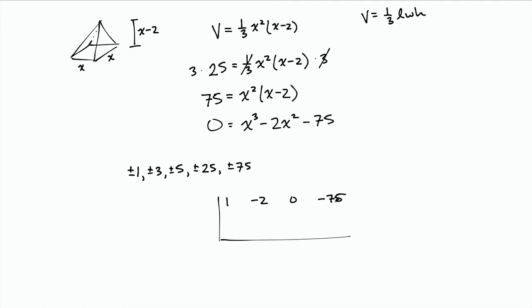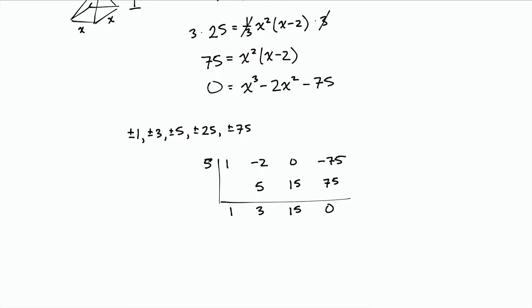At this point we have enough practice plugging things in and checking, so I'm going to jump straight to something that I happen to know will work. We bring the 1 down, multiply by 5, add, we get 3. 3 times 5 is 15. 0 plus 15 is 15. And 15 times 5 is 75. Add those and we get 0. So we have now that this polynomial factors as x minus 5 times x squared plus 3x plus 15.